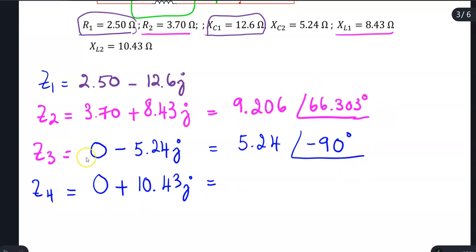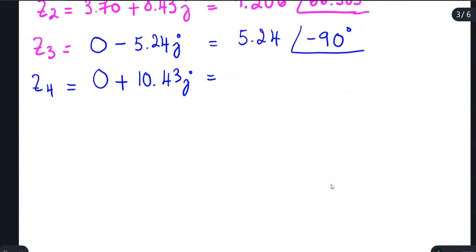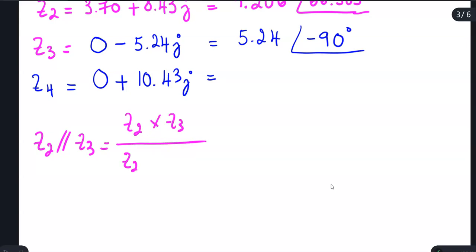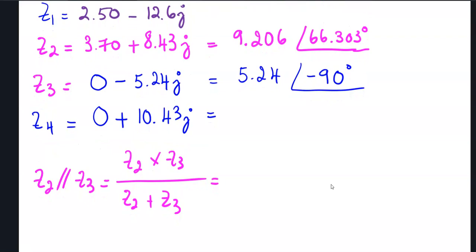All right, so the very first thing I will do is calculate that product of a sum. I will calculate Z2 parallel to Z3. Okay, Z2 parallel to Z3 will be equal to Z2 times Z3, the whole thing divided by Z2 plus Z3. So let's put in the correct numbers to work with. So I will put in the polar form for this.